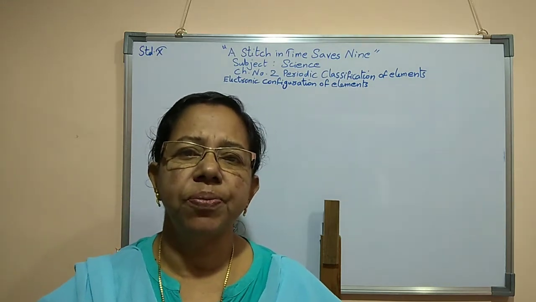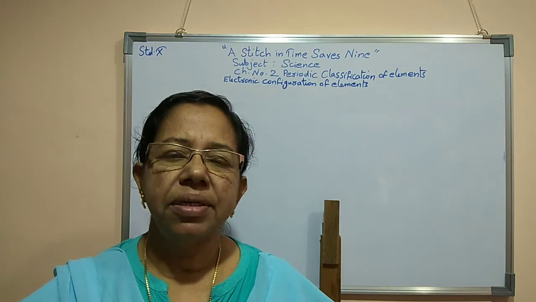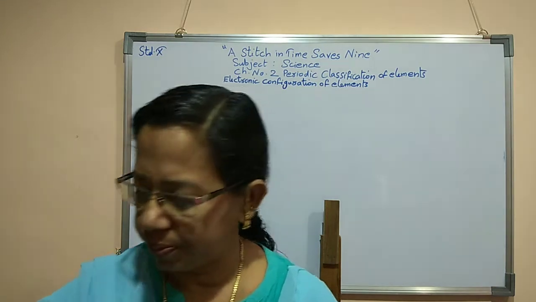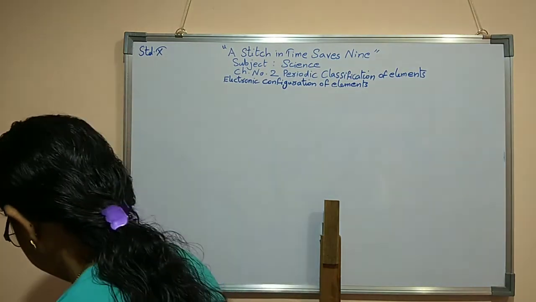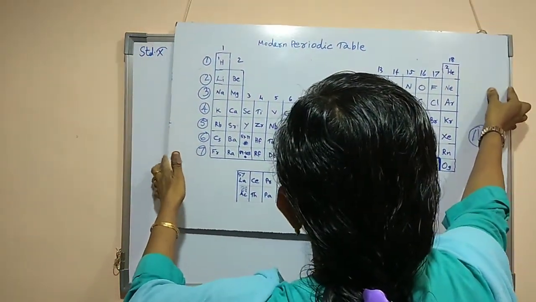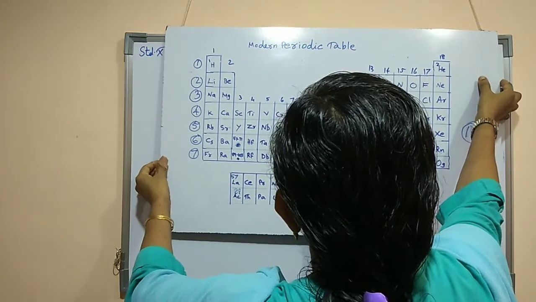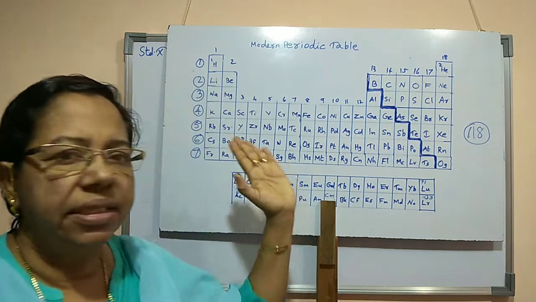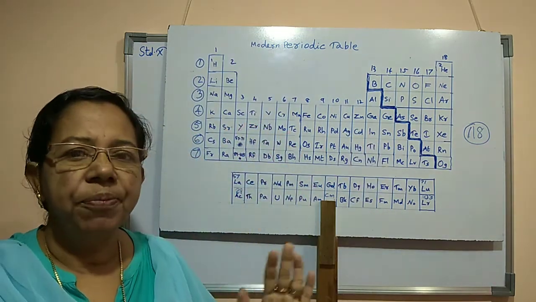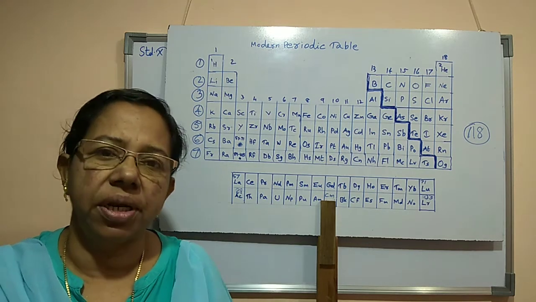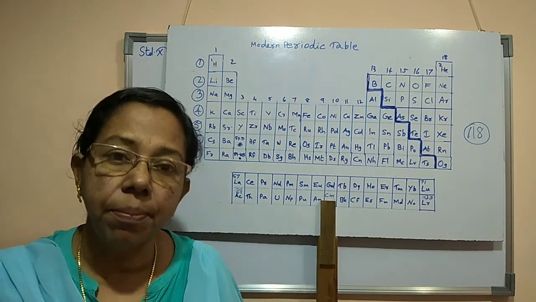First I am showing you the periodic table. I will give you a rough idea as well as a quick revision. Yes, this is the modern periodic table. Here we are going to study the electronic configuration of the most important groups as well as the most important periods.